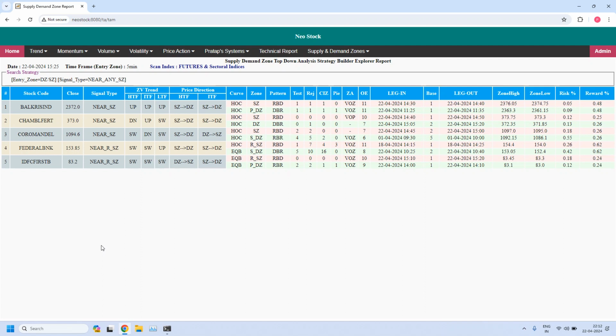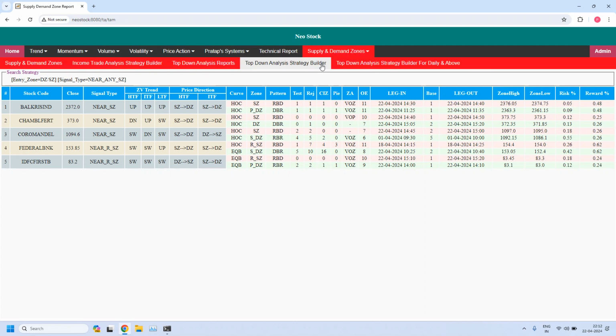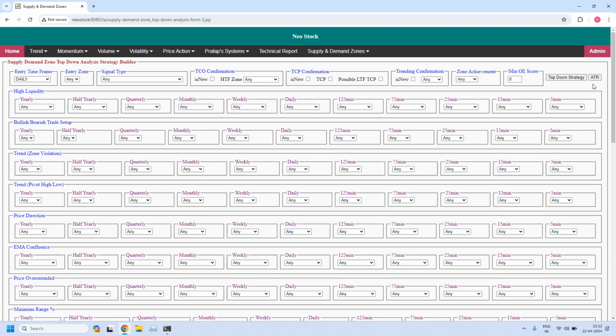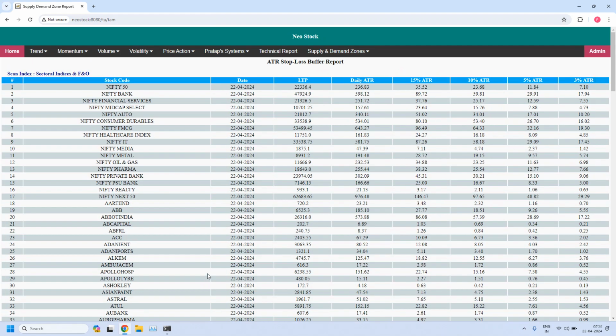And now let us generate the stop buffers. Based on the daily ATR, I am generating. This is the daily ATR and remaining all are different stop buffers. 15% ATR you can use it for daily time frame. 10% ATR you can use it for 75 minutes or 125 minutes time frame. 5% ATR you can use it for 25 minutes or 15 minutes time frame, and last one 3% ATR you can use it for 5 minutes time frame.